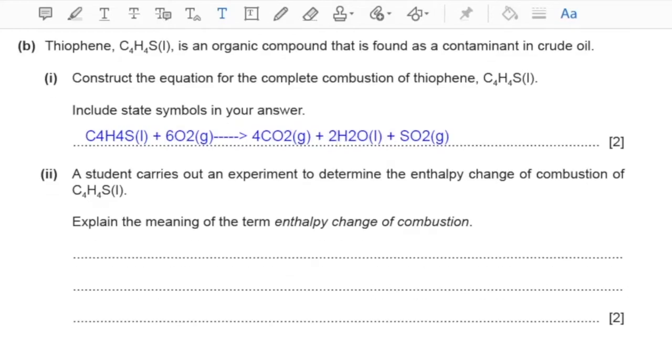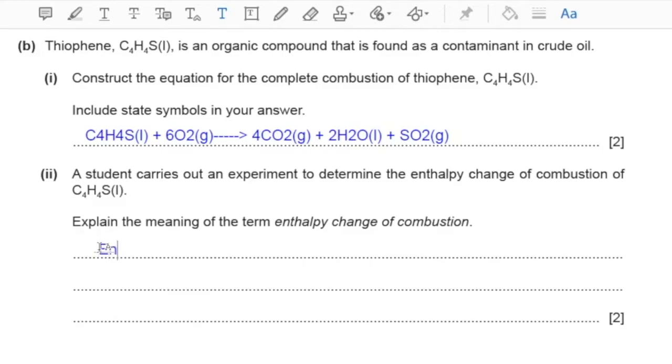Part 2. A student carries out an experiment to determine the enthalpy change of combustion of thiophene. Explain the meaning of the term enthalpy change of combustion. So you need to learn the definitions of all the enthalpies, whether it is neutralization, combustion, or whatever enthalpies they are. You just need to memorize the definitions, because these kinds of questions will usually lead to scoring 2 marks, and they're just very easy. You just need to learn the definition.